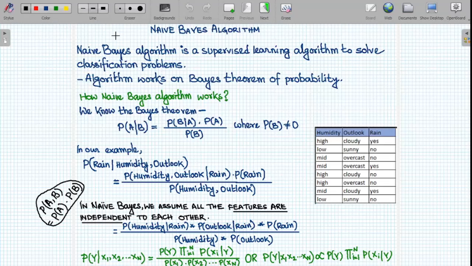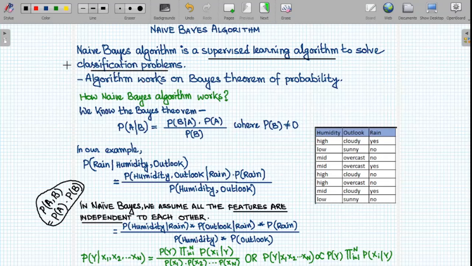Hello everyone. In our previous sessions of this playlist, we have gone through a number of classifiers in machine learning. Logistic regression, decision tree, support vector machine, all these are different algorithms to solve classification problems in machine learning. Today we will be discussing the Naive Bayes algorithm. Naive Bayes algorithm is also a supervised learning algorithm to solve classification problems.